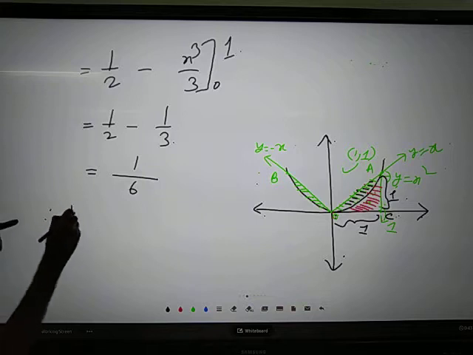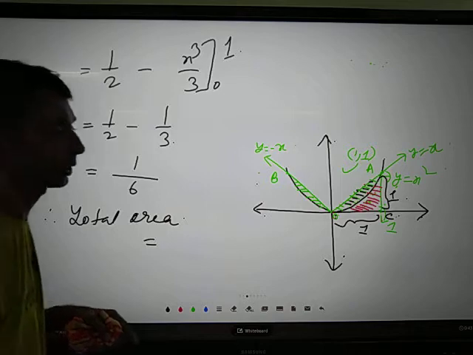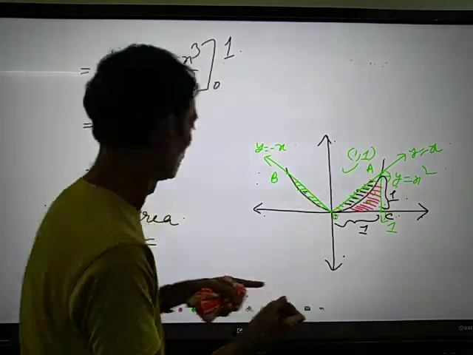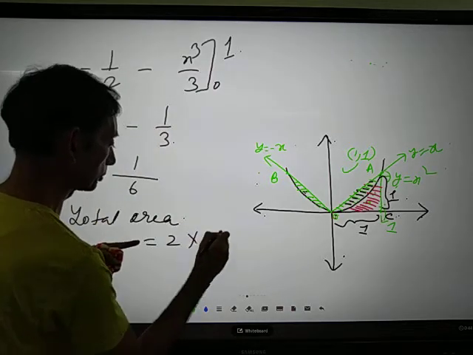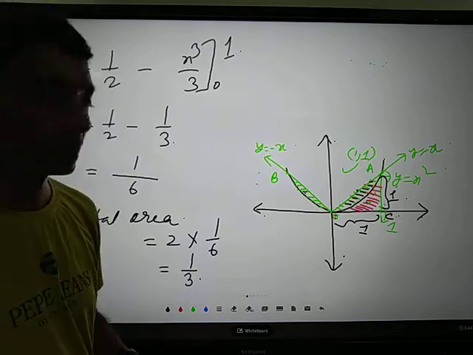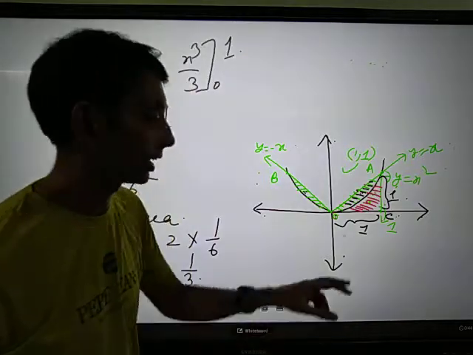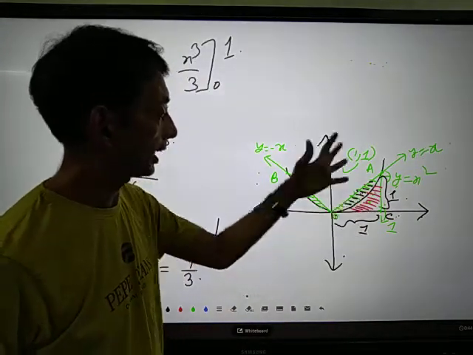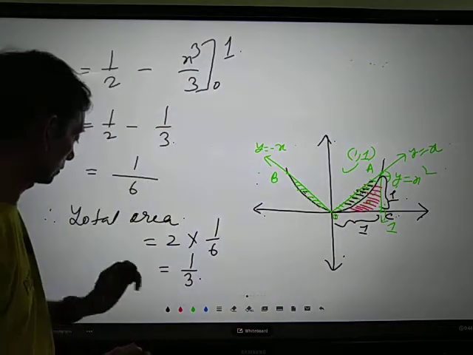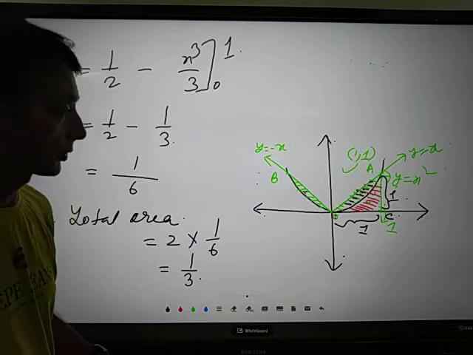Therefore, the total area, you need to calculate this area also, and since this is symmetrical about the y-axis, you need to multiply this one by 2, that is 2 times 1 by 6, which is equal to 1 by 3, right? You can first find the area in the first quadrant and multiply by 2 at the last also. Therefore total area is 2 into 1 by 6 is equal to 1 by 3.